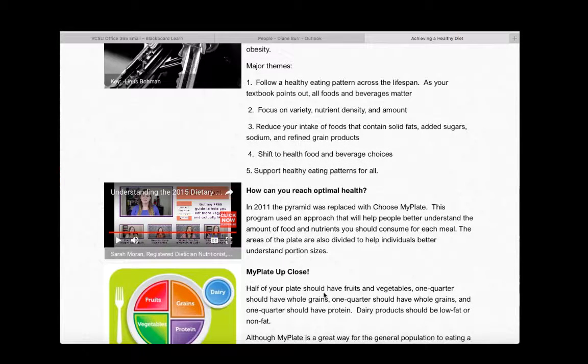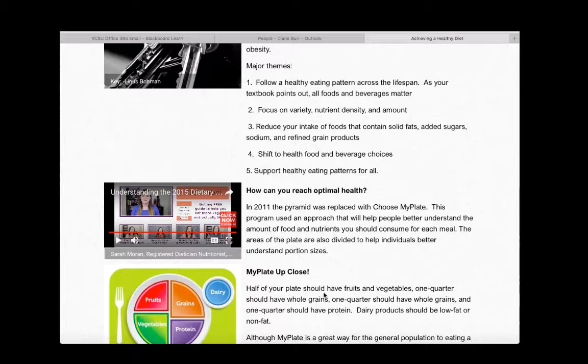We've seen the U.S. government transition from the food pyramid introduced in 1992 to its update in 2005. And there was a feeling that representing this message in the way they were doing it was confusing. So in 2011, the pyramid was replaced with Choose My Plate.